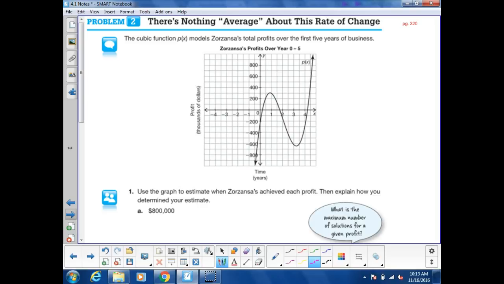So, we're going to start with problem number 2. Normally we start with problem number 1, but I'm in one of those moods today. Alright, so problem 2, there's nothing average about this rate of change.